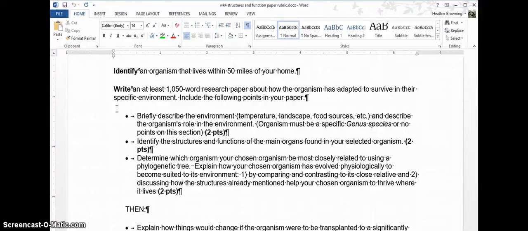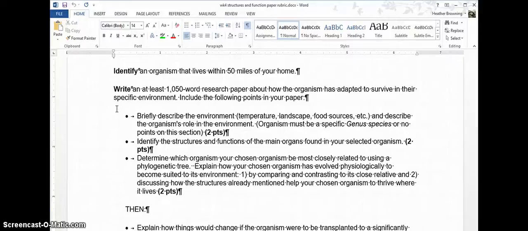Include the following points. Briefly describe the environment, temperature, landscape, food sources, etc., and describe the organism's role in the environment. This must be specific. So you can't say fish. You gotta give me a genus species. If you're gonna do fish, it better be like, okay, all I can think of is a crab, the Dungeness crab. So if you're doing fish, do like the coho salmon and whatever the genus species is for that. I think it's something like Oncorhynchus, the O stands for something for the genus, and then the second part is the species. Something like that. So very, very specific.